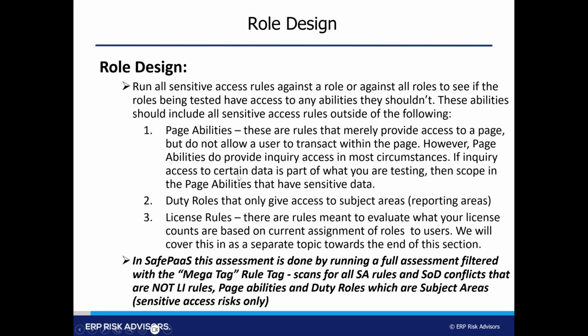So we would take out page abilities because that's providing inquiry access. We would take out duty roles, and then we have a bunch of rules that are built to give access to license rules. So when we're looking at role design, we would want to look at all sensitive access risks other than page abilities, duty roles, and licenses.